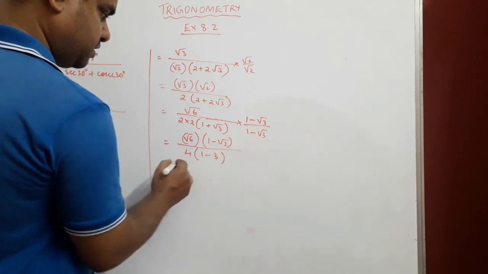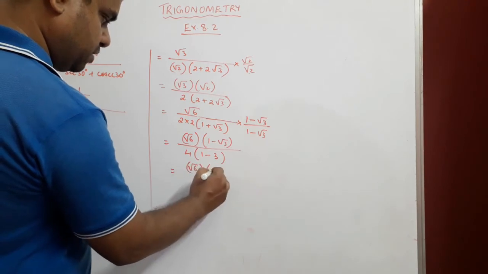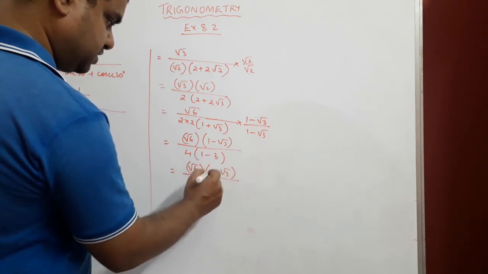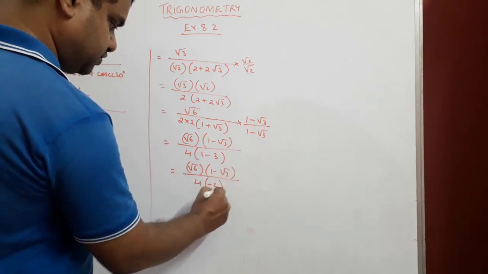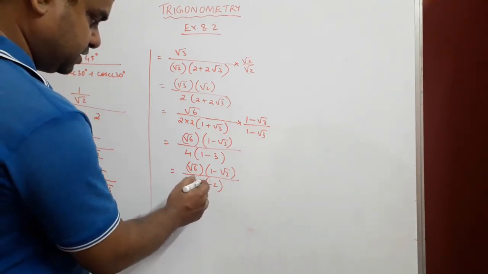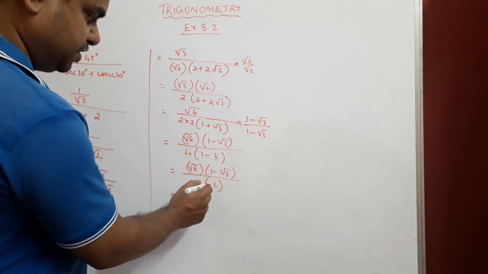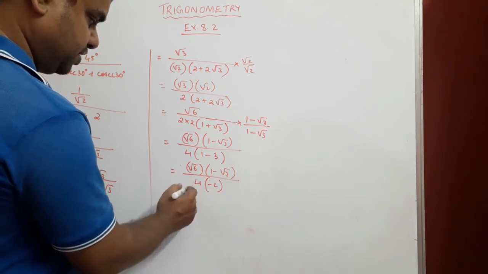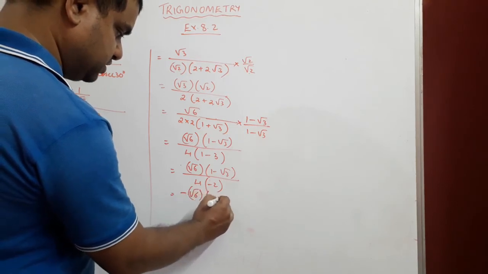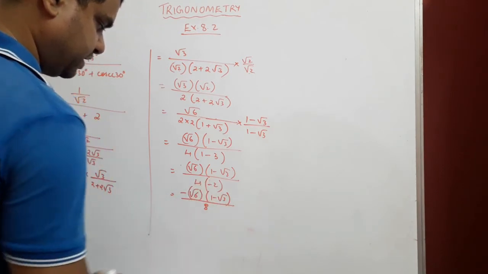Okay. Then this will give us root 6 into 1 minus root 3, whole thing upon 4 into 1 minus 3 gives us minus 2. Okay. So what I'll do over here is that I'll take the minus sign out from here. In fact, the minus sign from the denominator has to go to the numerator. So this will be minus root 6 into 1 minus root 3, whole thing upon 4 into 2 is 8.